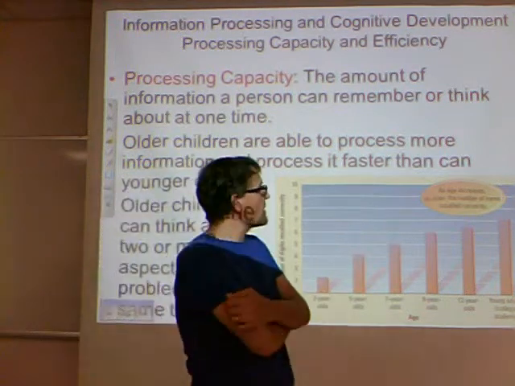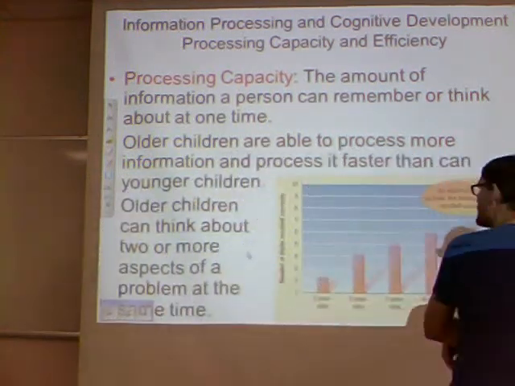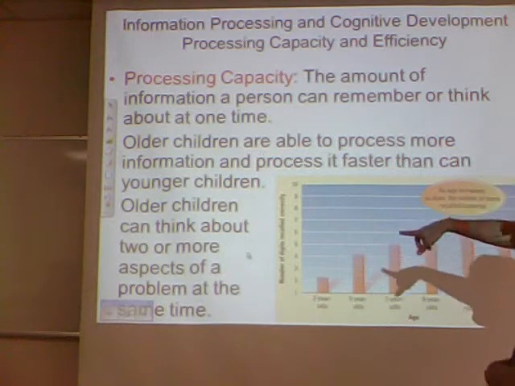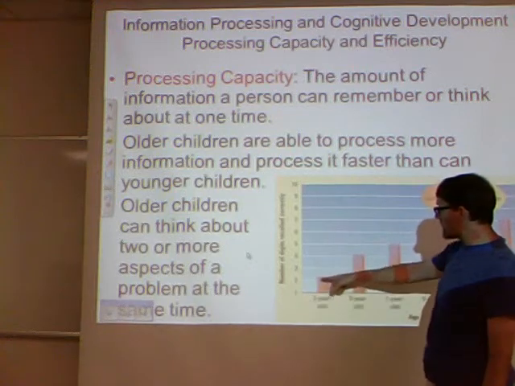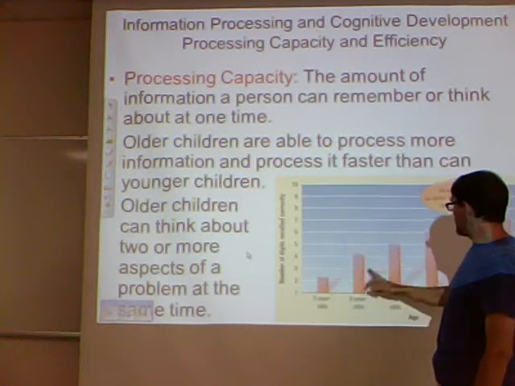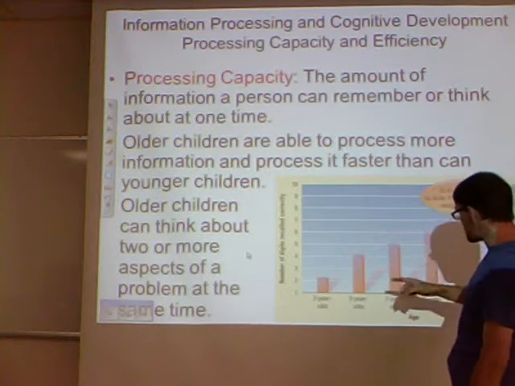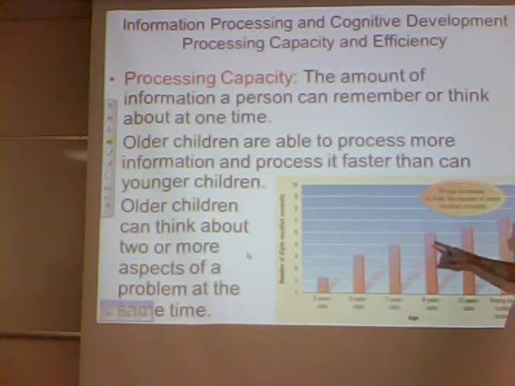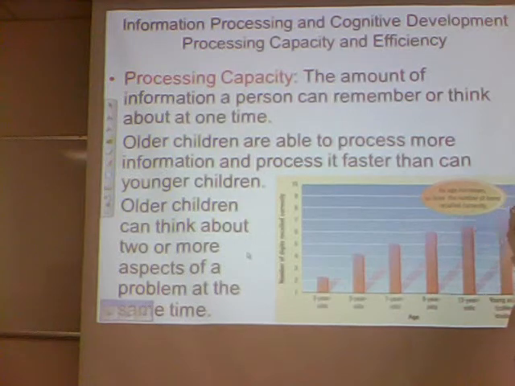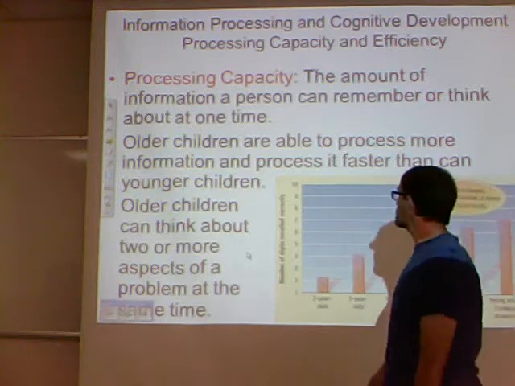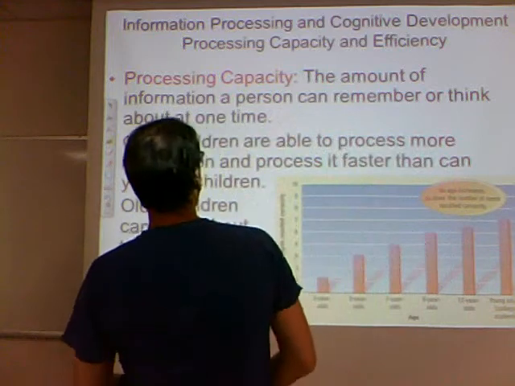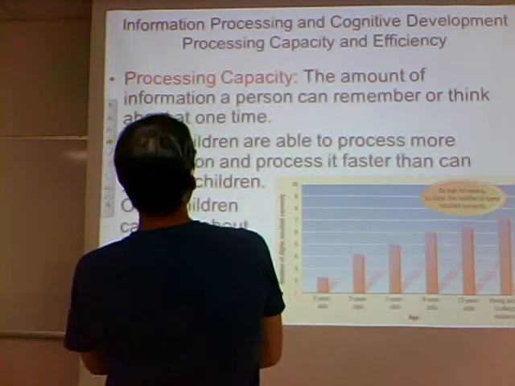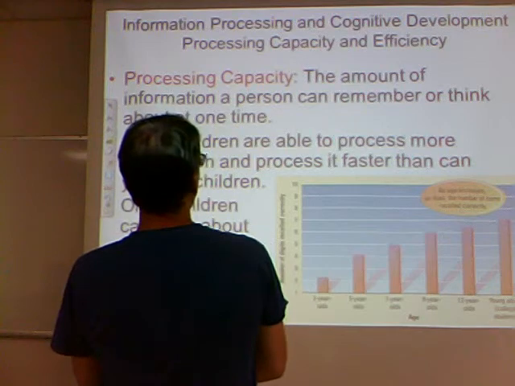Processing capacity. Children are limited in their ability. So here is the number of digits recalled. I like this. You ask a 2-year-old to remember some numbers, and the average 2-year-old remembers a little over 2 numbers. The average 5-year-old can remember 4 of them. The average 7-year-old can remember 5. The average 9-year-old can remember 6. The average 12-year-old, and the average young adult, about 7. So clearly, as we get older, our processing capacity goes up: the amount of information a person can remember or think about at one time.